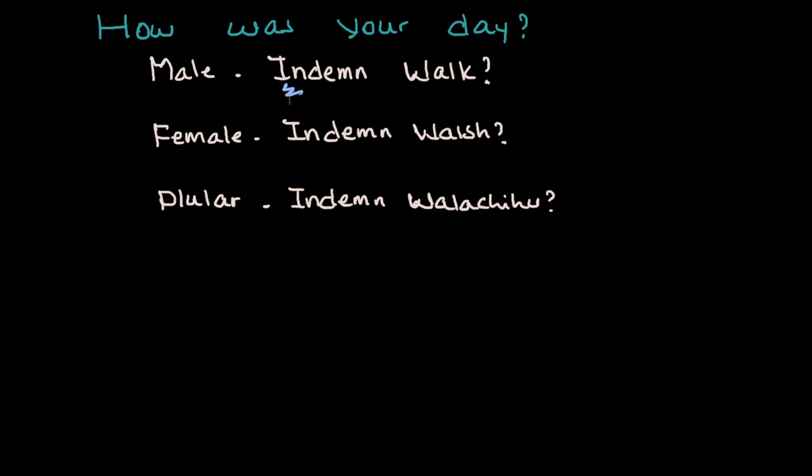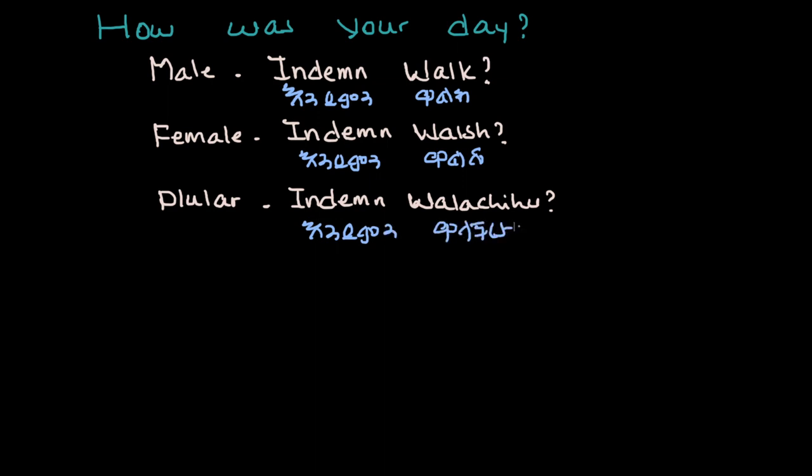እንደምን ዋልክ? Okay, you can write it like this. እንደምን ዋልሽ? እንደምን ዋላችሁ? Okay, you can put a question mark at the end of each expression.